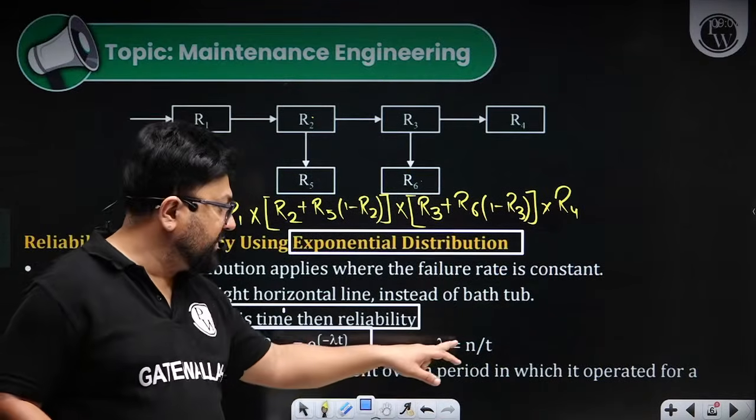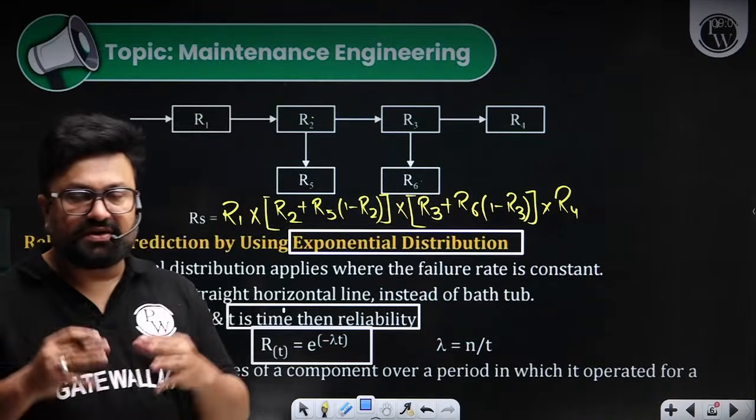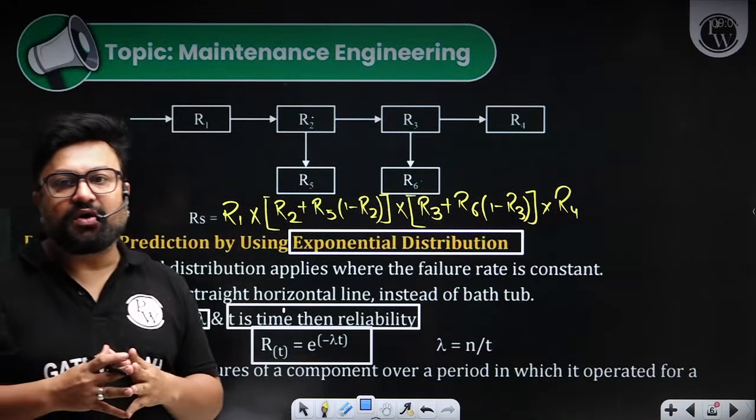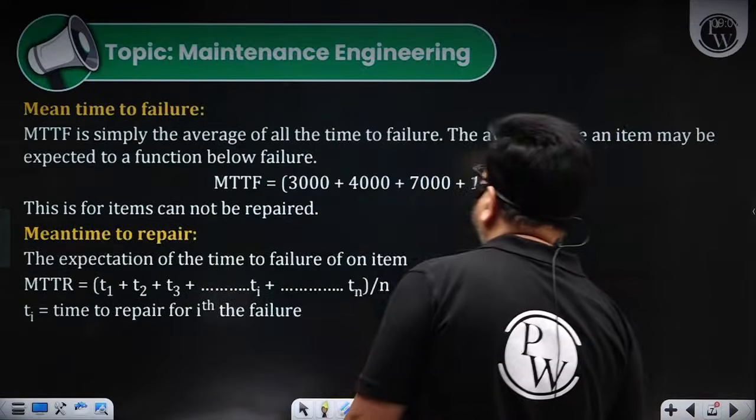So n is what? N is basically the number of failures of a component over a period in which it's operated for a time t. Okay, please remember this formula, it is very important.